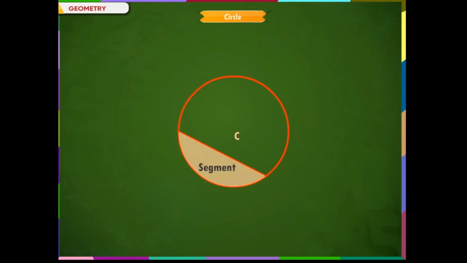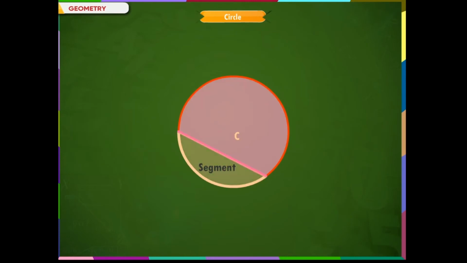A region in the interior of a circle enclosed by an arc and a chord is called the segment of a circle. The yellow part and the pink part both are the segments of the circle. The yellow part is the minor segment as it is made up of minor arc or the shorter arc and the chord, whereas the pink part is called the major segment as it is made up of major arc or bigger arc and the chord.